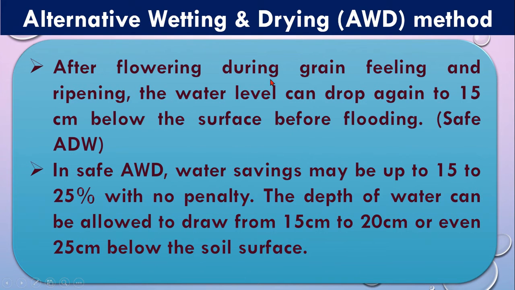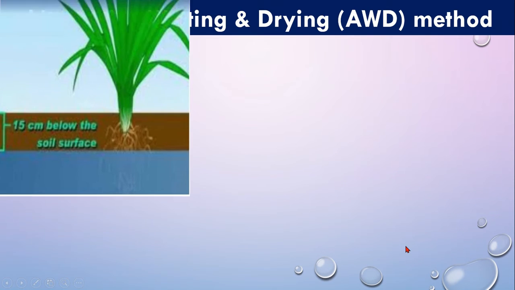And after flowering, during grain filling and ripening, the water level can drop again to 15 centimeter below the surface before flooding. This is called safe AWD. Water savings may be up to 15 to 25% with no penalty, but the depth of water can be allowed to drop from 15 to 20 centimeter or even 25 centimeter below the surface. You have to remember this.